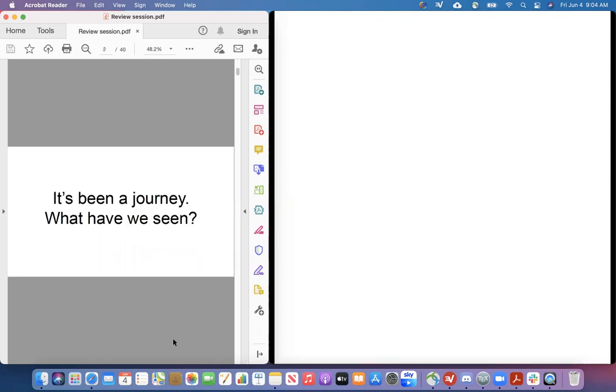Let's have a look at the slides on the left. So what have we seen over the course of this class? We've seen a whole lot of material. So let's break it down into some more manageable chunks.